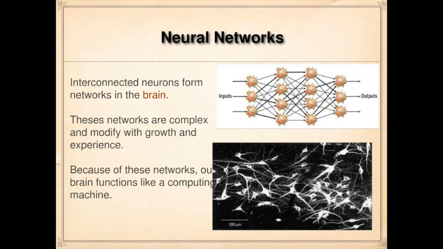Neural networks are just interconnected neurons. So when you think of a neural network, it's all of the axons connected to the dendrites, and all of those making all those different thousands of different connections.